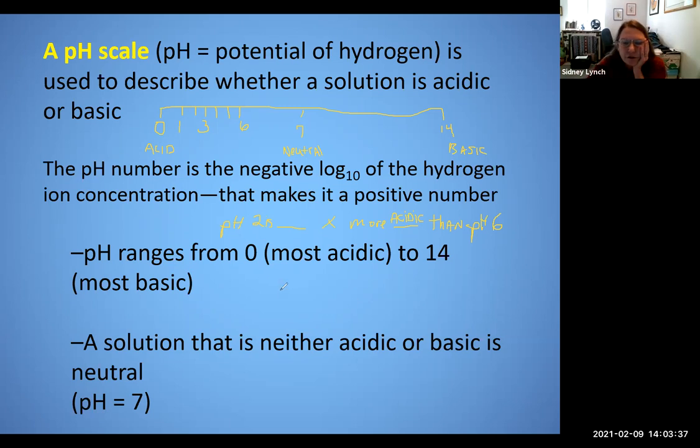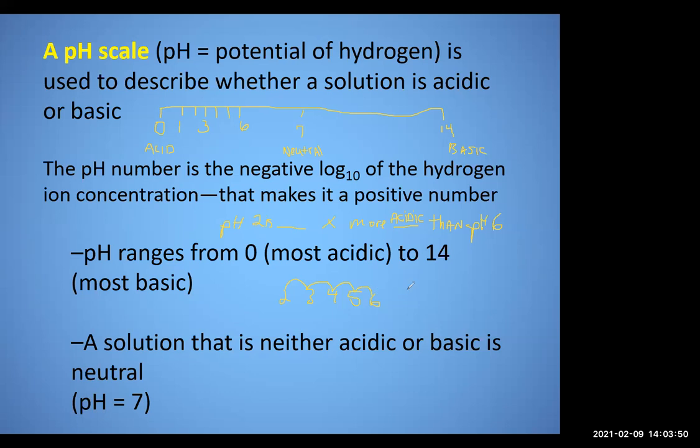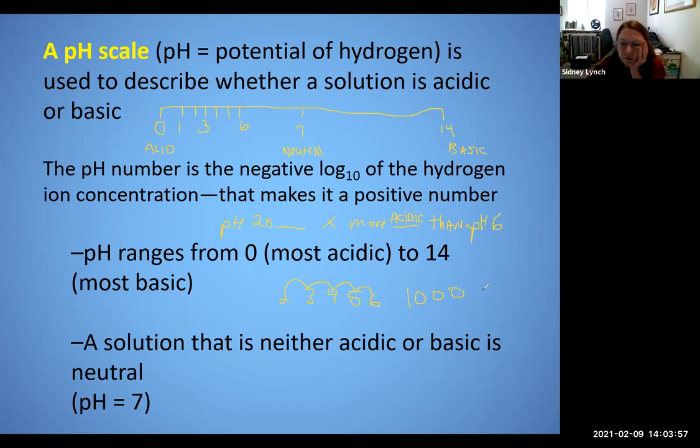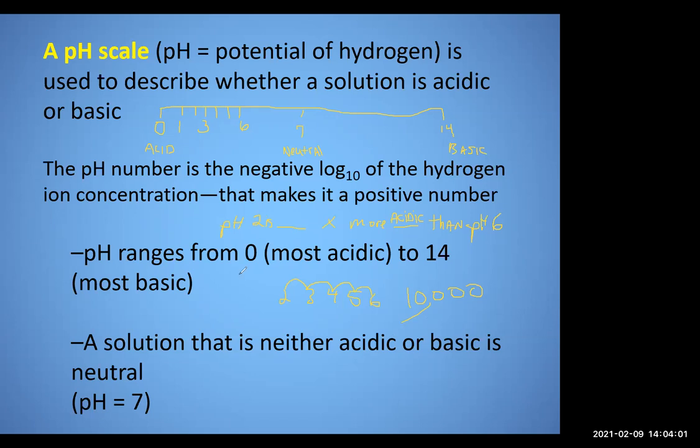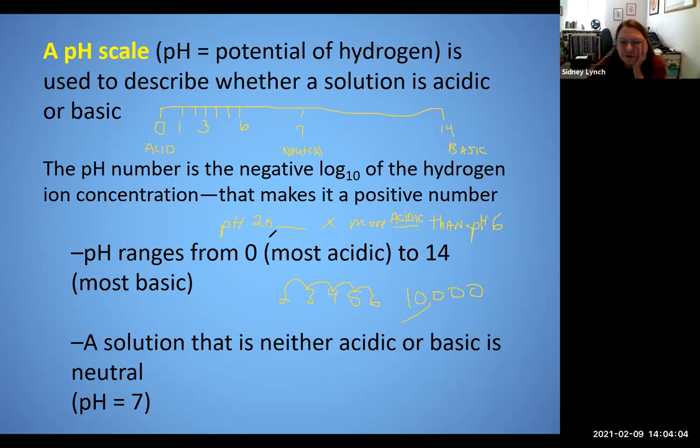Because you're going to go 2, 3, 4, 5, 6. So that's going to be 10 times 10 times 10 times 10. So that's 10 to the 4. Oh, E4. Oh, yeah, 10 to the 4. So that's 4 zeros. So it's going to be 10,000 times more, right?